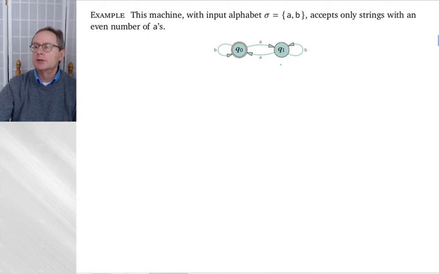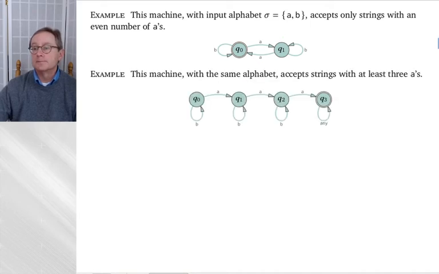So in some sense, Q1 intuitively means something like we've seen an odd number of A's. It might be one, it might be three, it might be five, but it's an odd number of A's. And Q0 intuitively means something like we've seen an even number of A's, including zero A's. So this machine will accept a string that contains, say, B, B, B, B, B, B, B, B, because it has an even number of A's, namely zero of them. So I keep hitting on that zero because that's the gotcha, that's the snag.